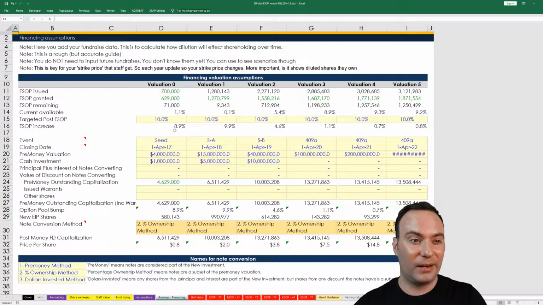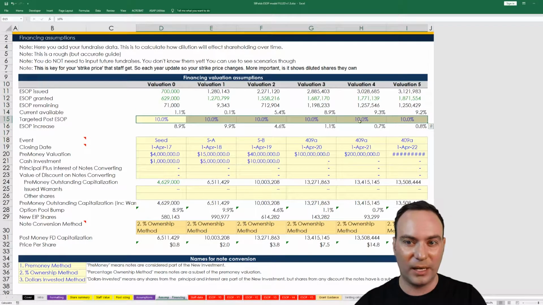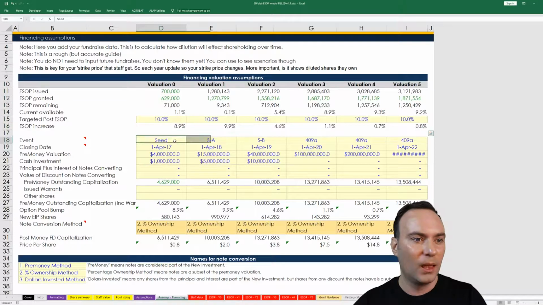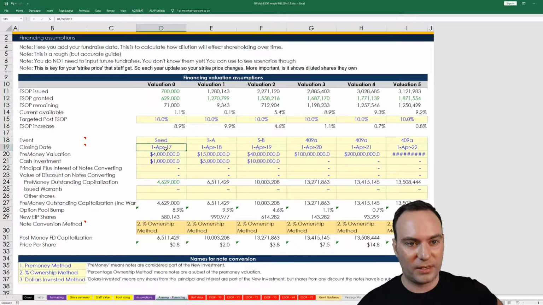Talked about the assumptions financing. So what is the target ESOP pool that you need to make that year? You put in the exact amount, and that tells you how big the ESOP pool is going to be for that. So you've got enough to play with. What is the name of the event that you're doing? When did the date close? And it's going to be for the valuation, for the exercise prices.